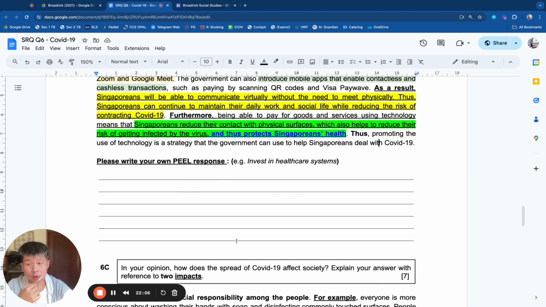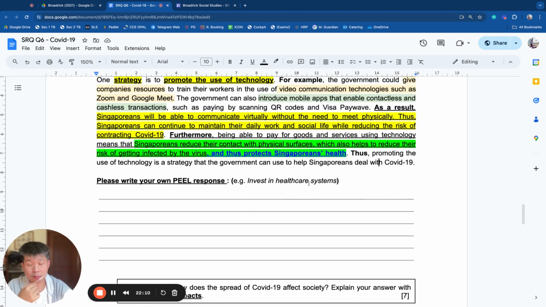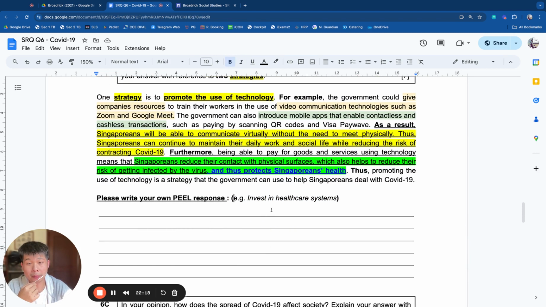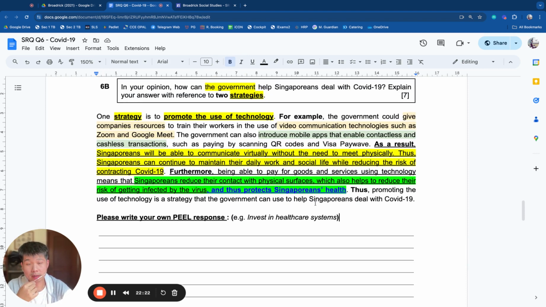So you now can use this space to write another PEEL response. And one strategy I've given you here is invest in healthcare systems. So you can write your own PEEL response here. What will you do? Having watched this video, having understood the way we craft our responses using divergent thinking, coming up with your own ideas, right? Your ideas can be informed by examples and knowledge you already have.